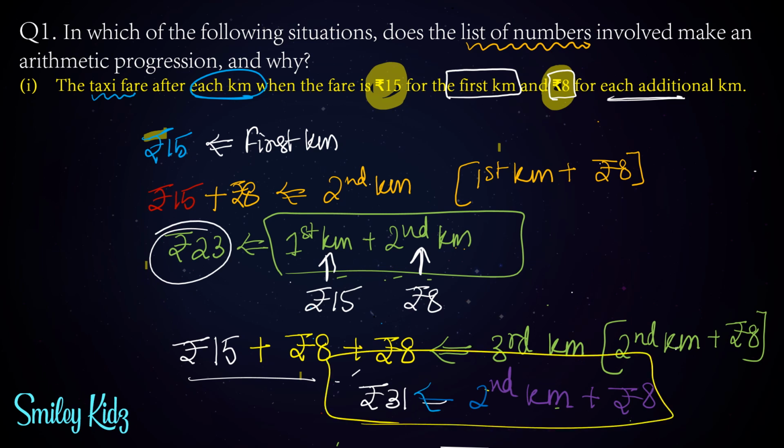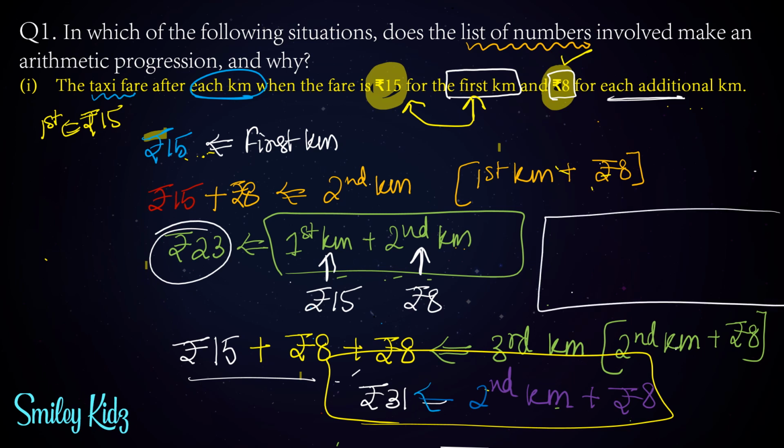Now, what are we able to understand from the question? For the first kilometer, it is rupees 15. But moving on, if I travel 2 kilometers, then it will be rupees 15 plus 8. For each additional kilometer, you have to pay rupees 8. But for the first kilometer, it is rupees 15. Now, I have to write this in the form of an AP and just check whether the list of numbers involved are in the form of AP or not.